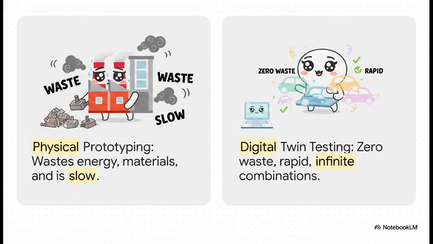Historically, physical prototyping meant building actual cars just to compare them against each other. That wastes massive amounts of energy, tons of raw materials, and months of time. Digital twin testing, however, means zero physical waste, rapid deployment, and the ability to test literally infinite combinations. Dallara monitors performance and optimizes everything digitally before manufacturing a single part. That is a massive competitive advantage.